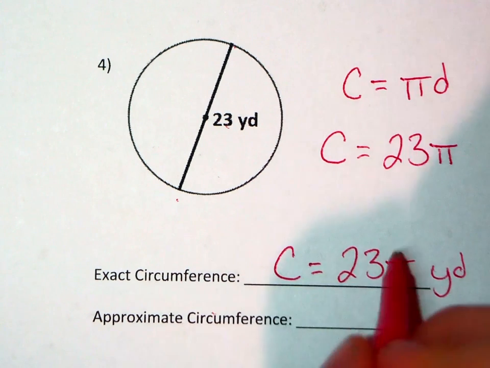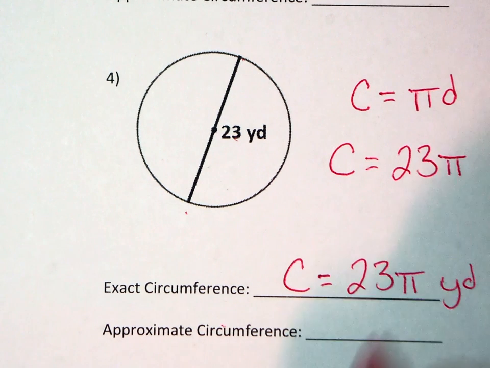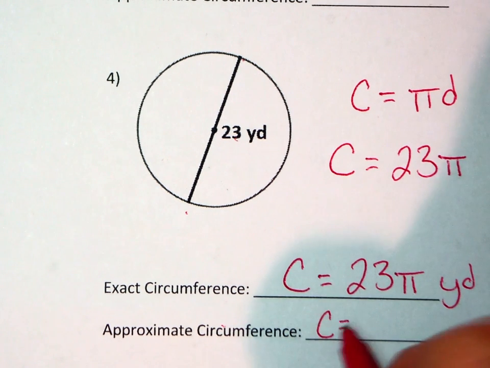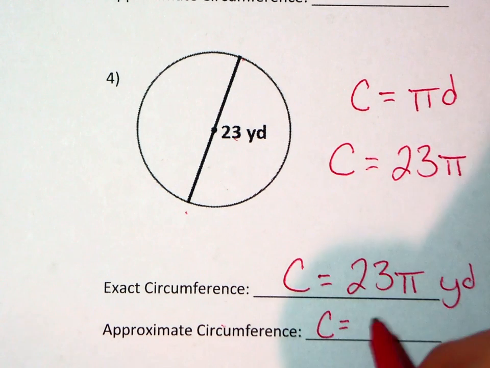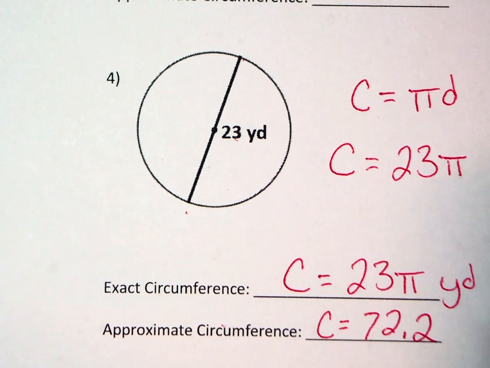And my approximate circumference, again, I'm going to estimate or approximate using the value 3.14 for pi, and I'm going to multiply that times 23. So my approximated circumference would be 72.2, rounding to the nearest tenth.